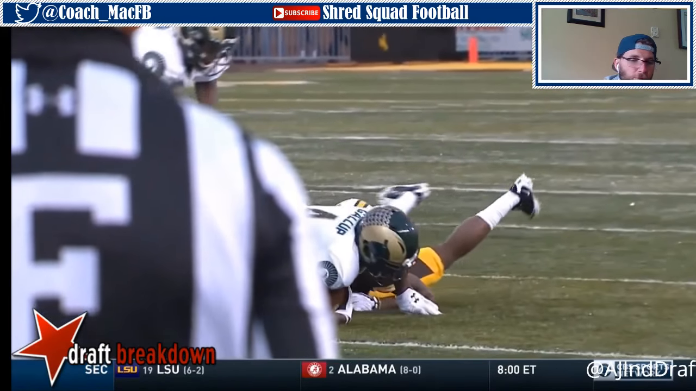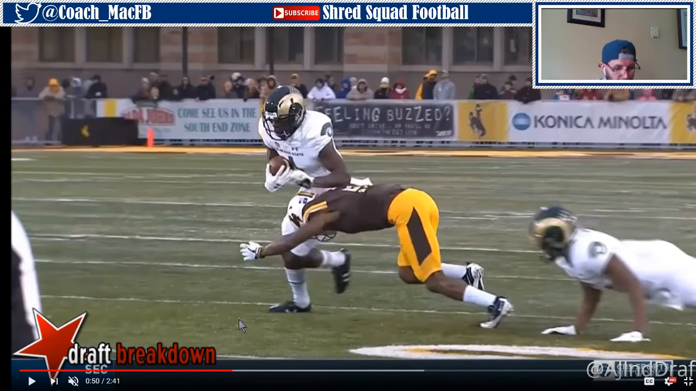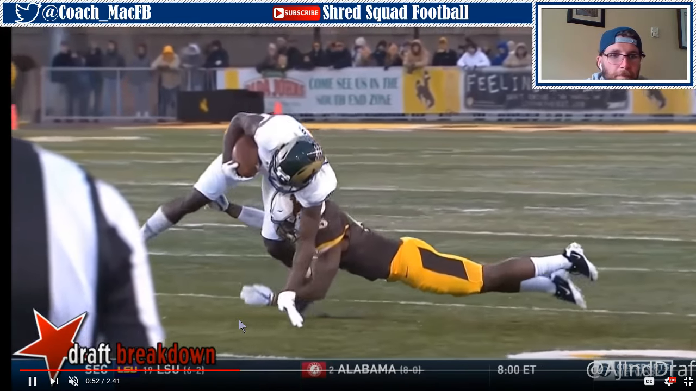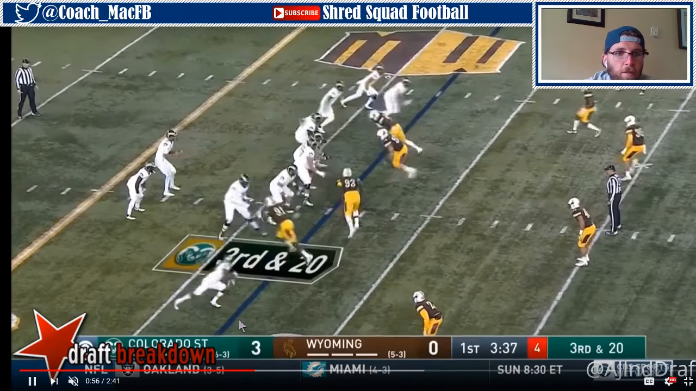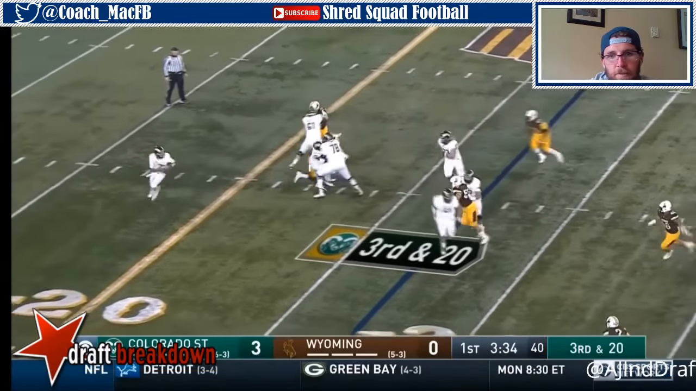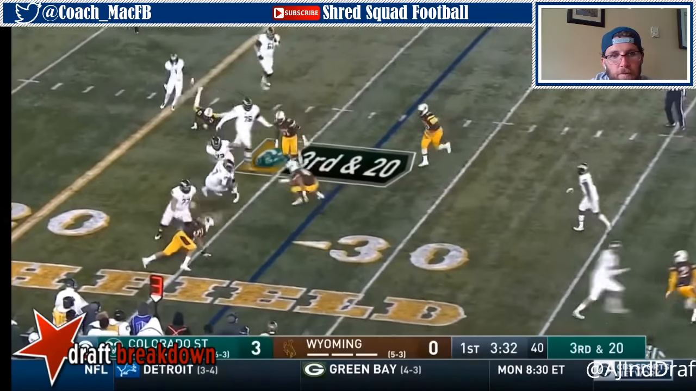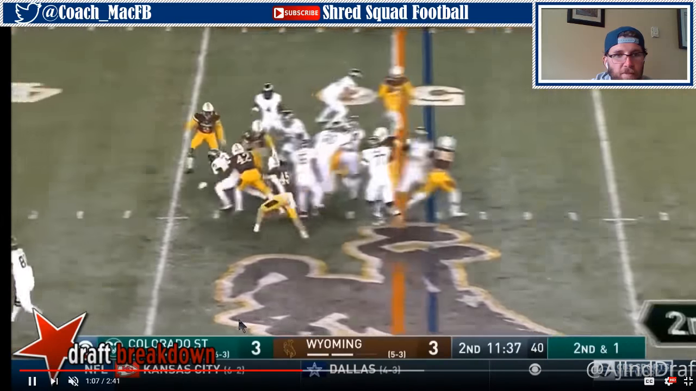Who's number 5? Who are you fighting? Number 5. I've got to write a note of him down. Number 5 went on cornerback. Keep an eye on him. That's a really good tackle. Oh boy, that was messy.